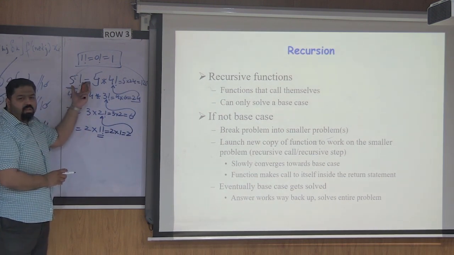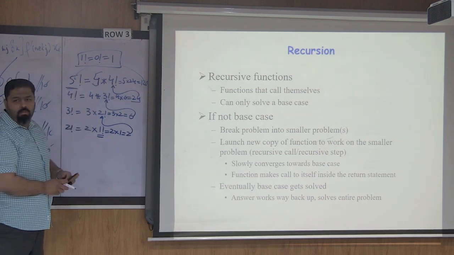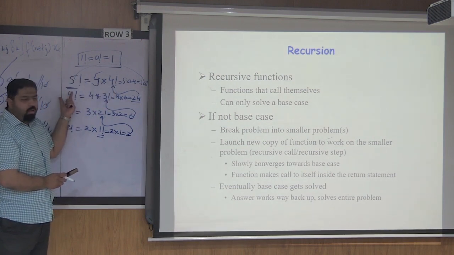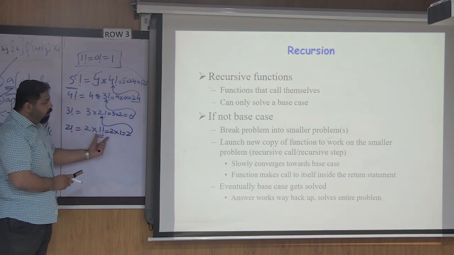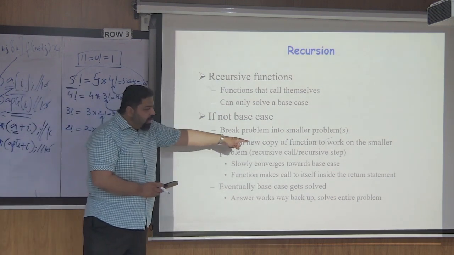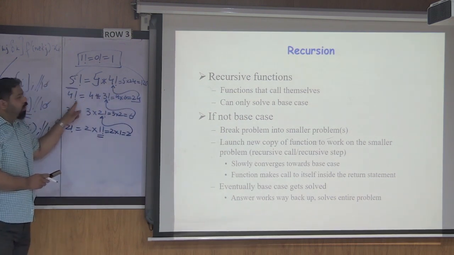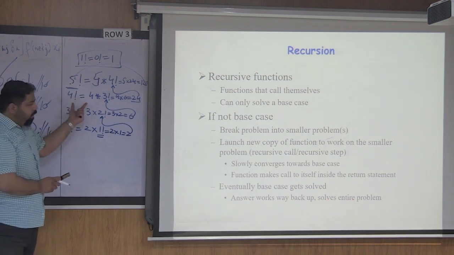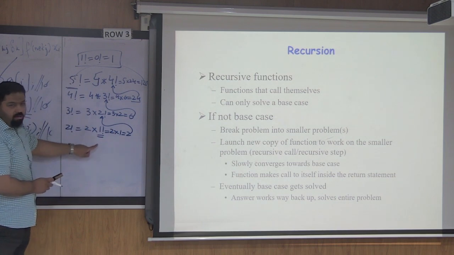What function did you make? Factorial of a number. It broke this down: factorial of 4, then factorial of 3, 2, 1. So launch a new copy of the function to work on smaller problems. We have launched a new copy of the function to work on a smaller problem compared to the bigger problem. Slowly it converges towards the base case. You can see the convergence.